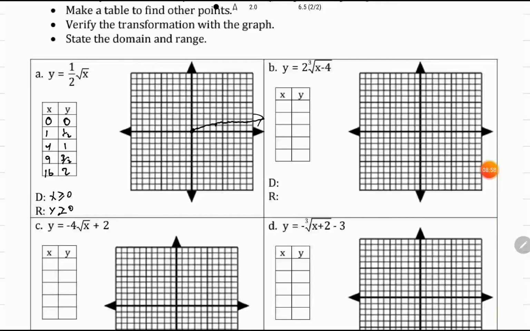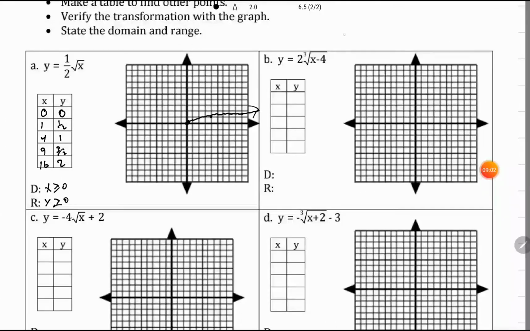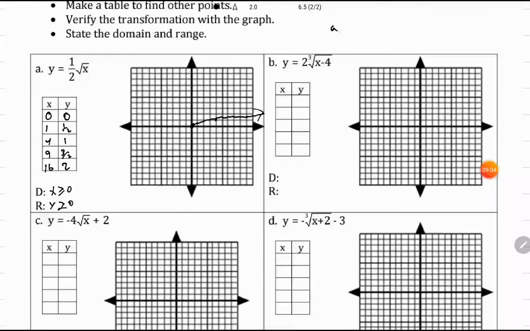Okay, part B. Remember, we have x minus h plus k. It's a horizontal shift h, and we take the opposite of that number, so it's going to the right 4. So that's where we're going to start.